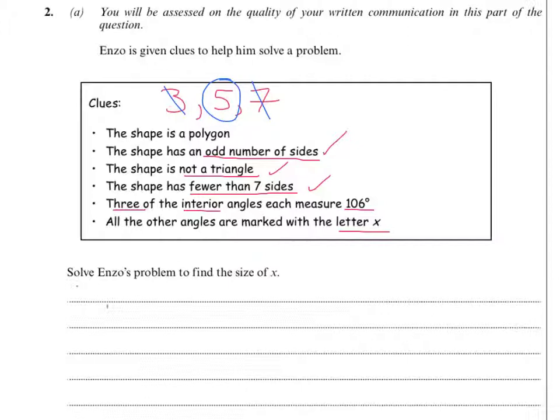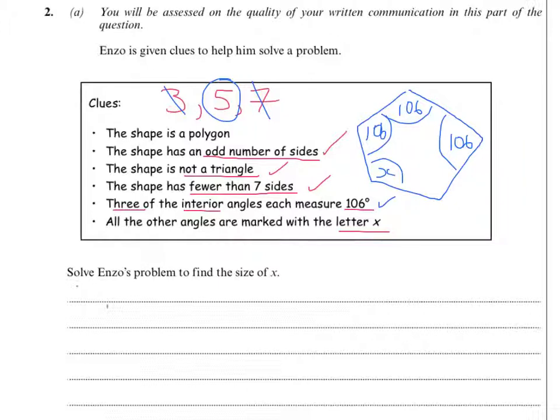So if I illustrate now, using our HIRED acronym, the second letter, the I for illustrating, I know that 3 of my interior angles each measure 106 degrees. So I could say that this one is 106 degrees, this one is 106 degrees, and this one is 106 degrees. I'm then told that the other angles are marked with a letter X. The fact that they're both marked with a letter X suggests that they are the same size.